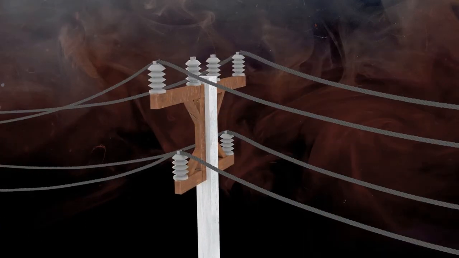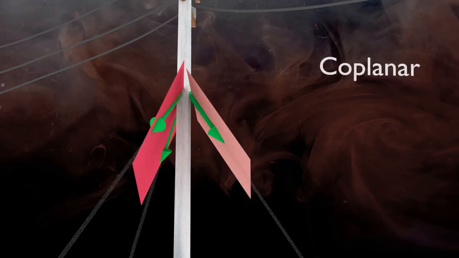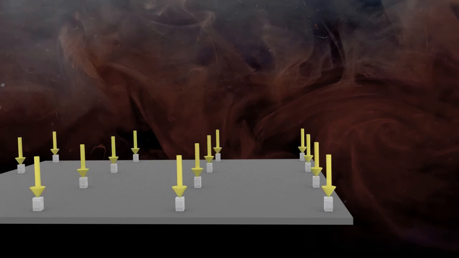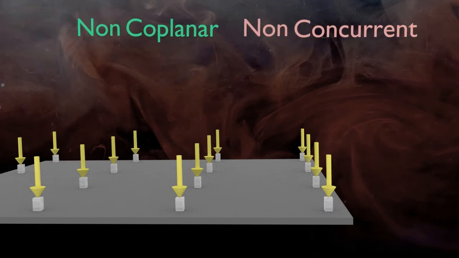An electric pole supported from three sides develops non-coplanar concurrent forces where all forces pass through a single point but they are not in the same plane. And loads acting on a mat foundation from the building above is an example of non-coplanar, non-concurrent forces where forces neither pass through a single point nor lie in a single plane. In this video, we will cover coplanar concurrent forces.